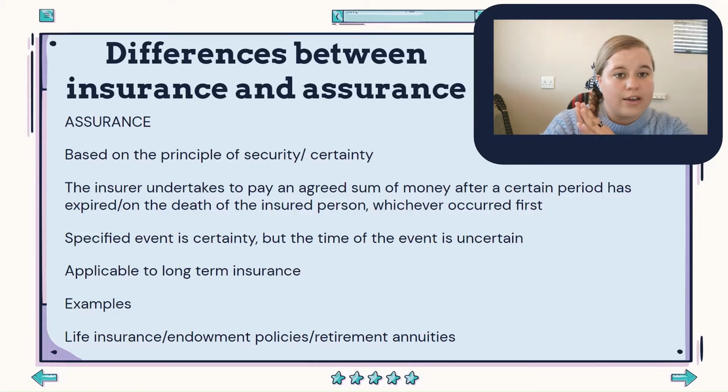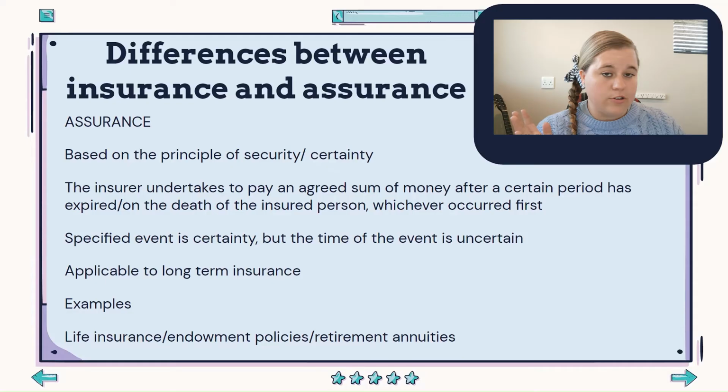So with the fire, we don't know when the fire is going to occur. We don't know if the fire is going to occur, right? But when it comes to assurance, we know that at some point we are all going to pass away, but we just don't know when it is going to happen. So in that way, we need life insurance. We need a funeral plan, for example. Even the retirement, we all know that at some age, everyone retires. So this is the difference between the two.